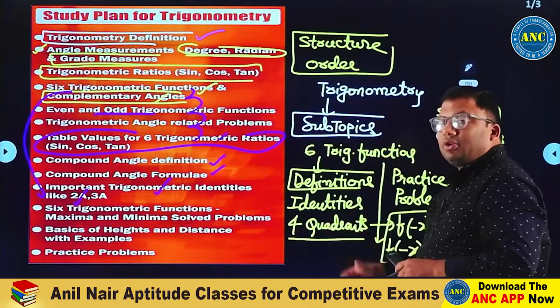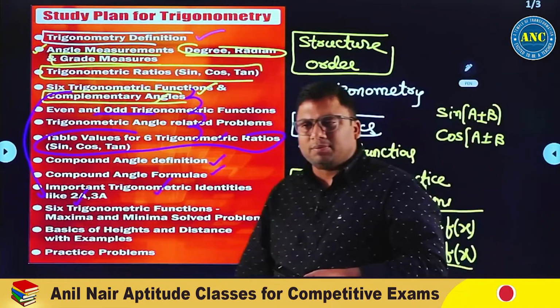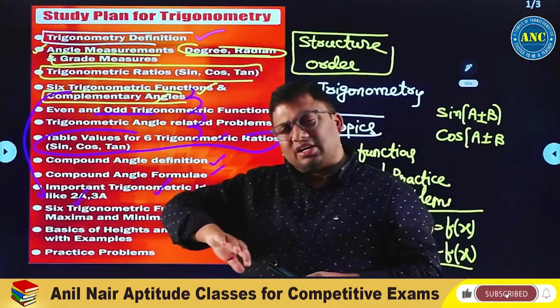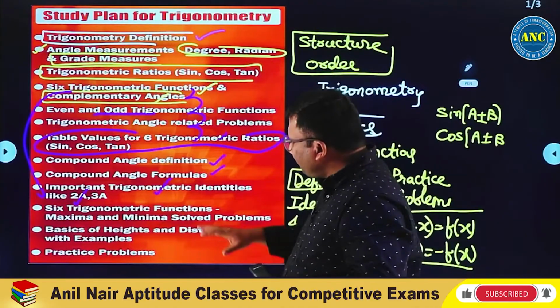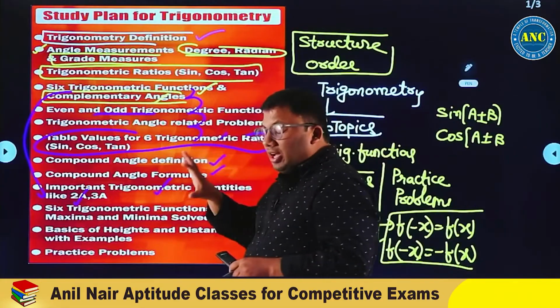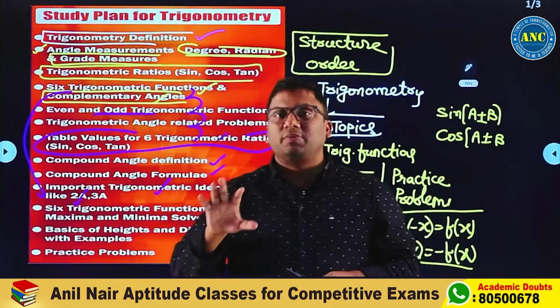Here only you can go through the table related problems: sin square 30 plus cos square 30, a plus b is 90, what will be sin square a plus sin square b. Then comes the trigonometric functions maxima and minima.